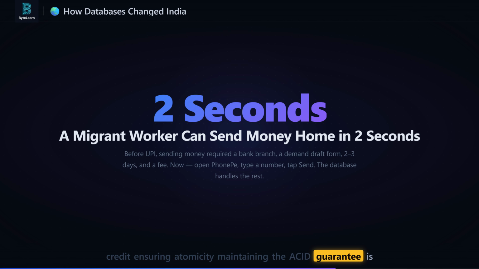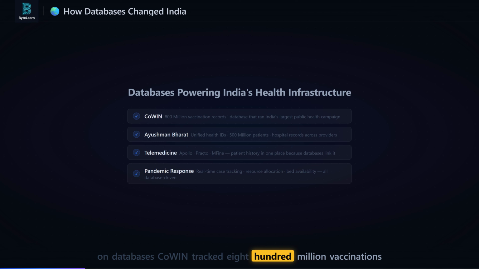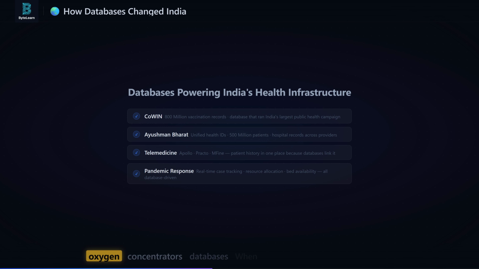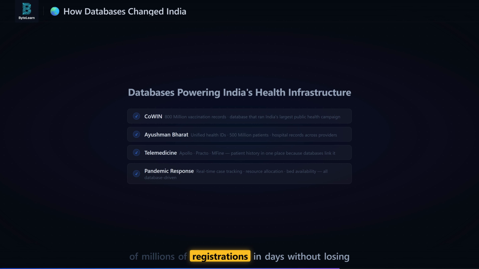India's response to the COVID pandemic was run on databases. COVID tracked 800 million vaccinations across every PIN code in the country. Real-time bed availability across hospitals, databases. Resource allocation for oxygen concentrators, databases. When India announced free vaccines for everyone, the system had to handle tens of millions of registrations in days without losing a single record. That worked because the database layer was designed for exactly this kind of pressure.